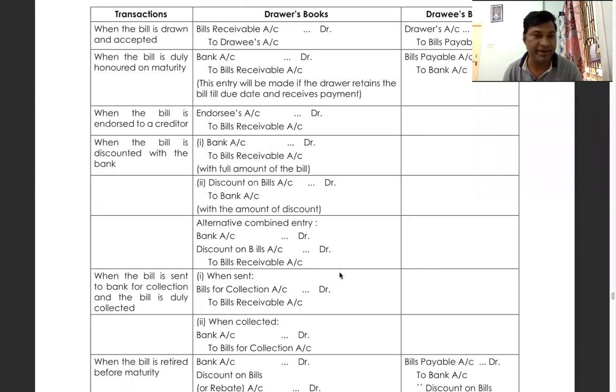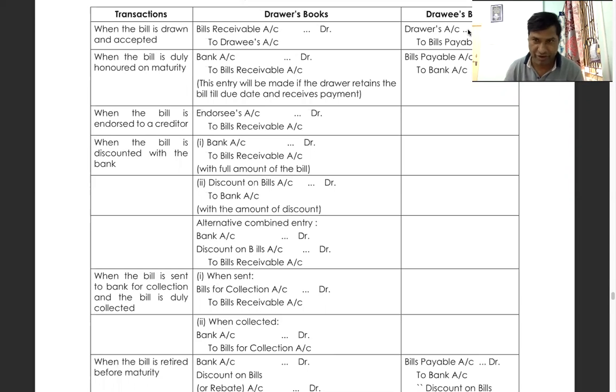Then when the bill is sent to bank for collection and the bill is duly collected, the entry is, when it is sent, one entry, and when it is collected, another entry. When it is sent, bill for collection account debit to bill receivable account. When it is collected, bank to bill for collection account. Look at this. In all these scenarios, you're not making any entries in the drawee's books. Why? Because that's immaterial for him. The drawee has nothing to do with the transactions of the drawer.